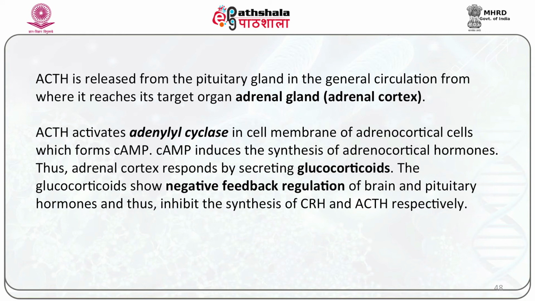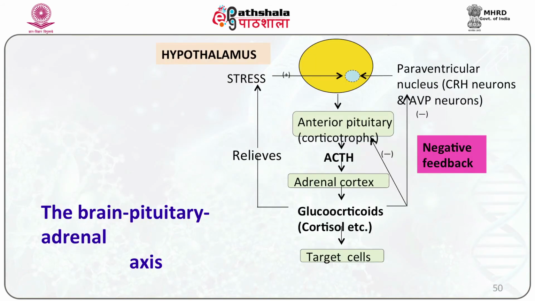Glucocorticoids also inhibit the transcription of the precursor protein pro-opiomelanocortin, POMC, in the corticotrophs in the anterior pituitary. Thus, the brain pituitary adrenal axis is an example of a negative feedback regulation. The paraventricular nucleus is an important center as it gets input from various regions of the brain like the brain stem, midbrain, limbic system and other hypothalamic nuclei.